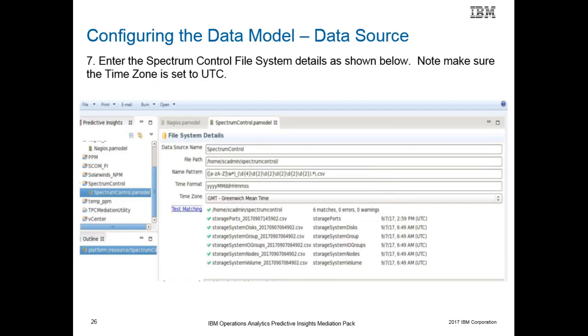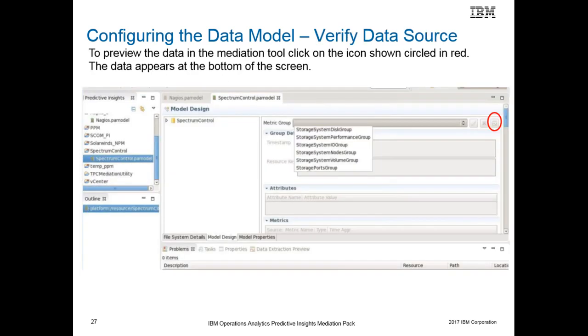We will now discuss how to configure the Spectrum Control Data Model data source. To configure the data source, enter the data source name as Spectrum Control and the file path of the Spectrum Control CSV files. You must also make sure the time zone is set to UTC. After the data source has been configured, you must verify that the Spectrum Control metric groups are appearing. To do this, select any metric group and click on the red circled icon shown in the slide.